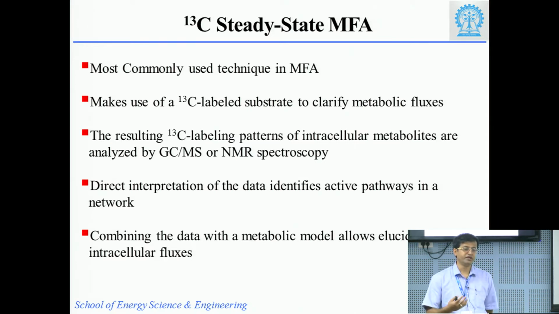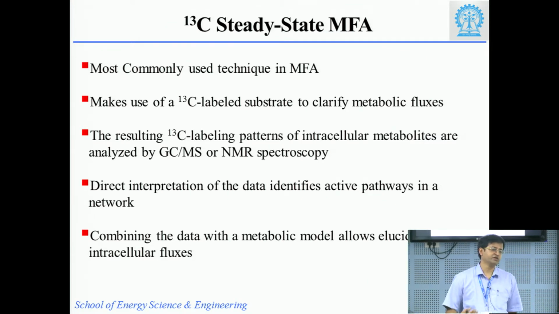You know how many isotopes are present in carbon, right? How many isotopes are present there in carbon? Three isotopes. The most naturally occurring isotope is C12, and then we have C13 and C14, but their percentage of occurrence is very low, 0.01%.